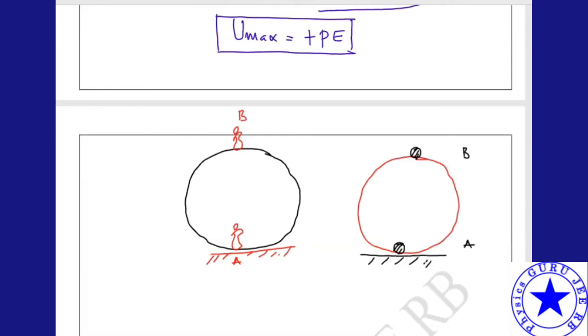Let me see here. What is the meaning of stable? Let us apply some force here. When I apply force, what happens? This ball will oscillate and come to this position. It will go up and return back. It will oscillate for some time and it will reach this particular point again.